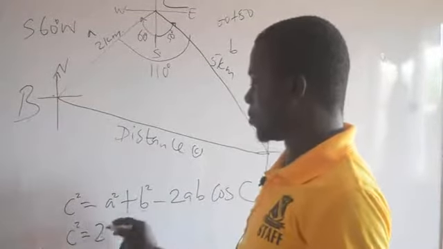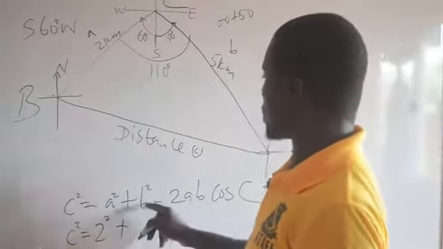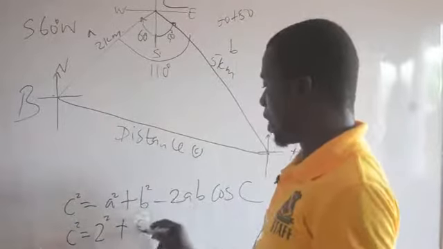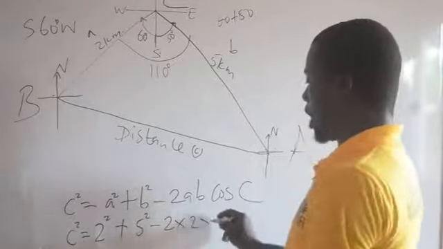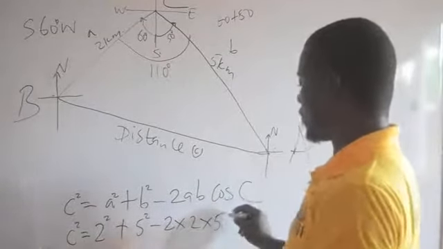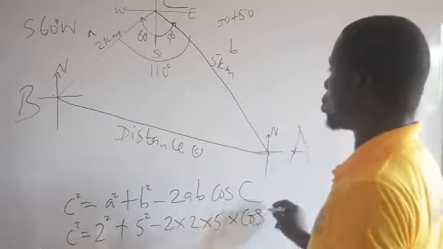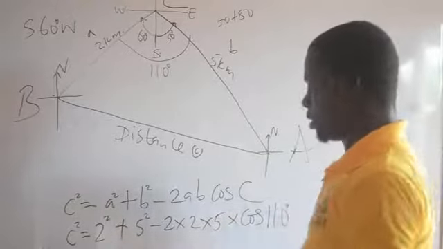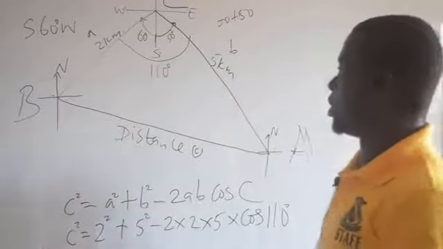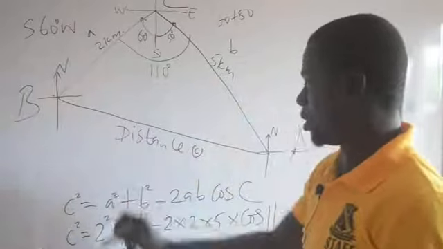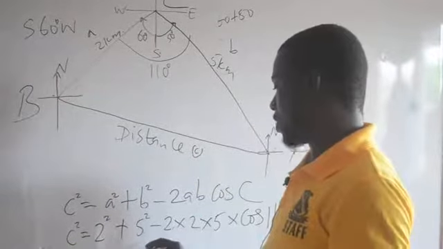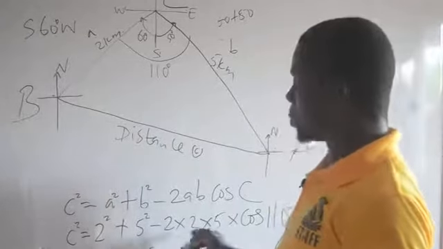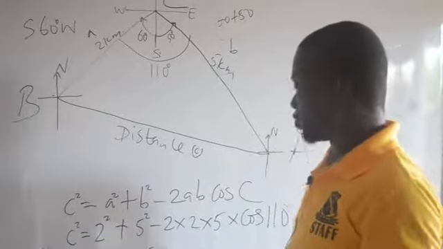2 kilometers, so 2 kilometers squared plus small letter b is what? 5 squared minus 2 times, b is what? 5 times cos what? 110 degrees. Are you with me? Please don't forget that this is your b, this is your a. So 2 squared is what? 4. 5 squared is 25. Minus 2 times 2, 4. 4 times 5 is what?